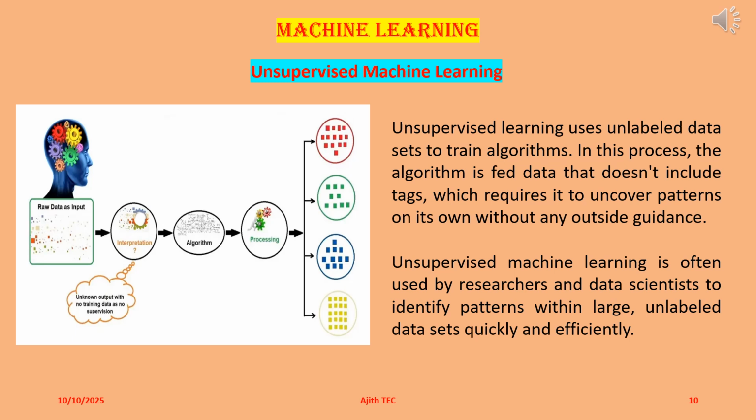Unsupervised machine learning. Unsupervised learning uses unlabeled datasets to train algorithms. In this process, the algorithm is fed data that doesn't include tags, which requires it to uncover patterns on its own without any outside guidance. Unsupervised machine learning is often used by researchers and data scientists to identify patterns within large, unlabeled datasets quickly and efficiently.